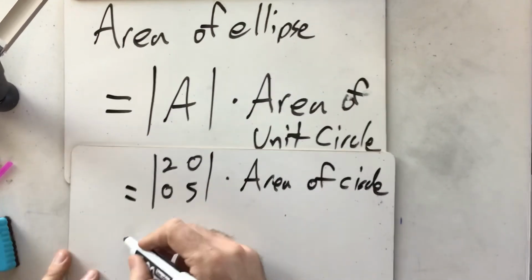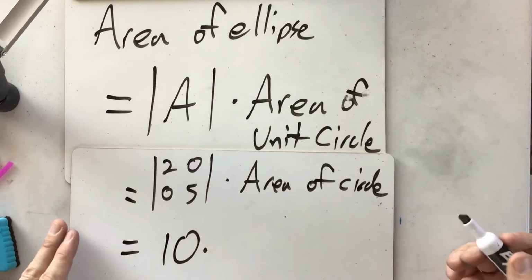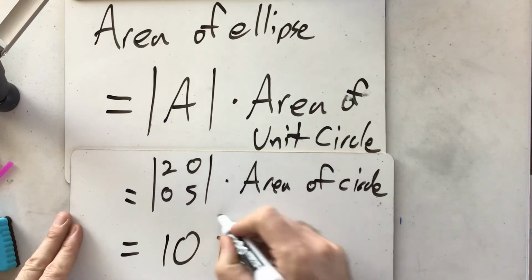And this determinant is easy. It's just 10. So this is 10, and the area of a circle is pi r squared. r is 1, so it's just 10 pi.